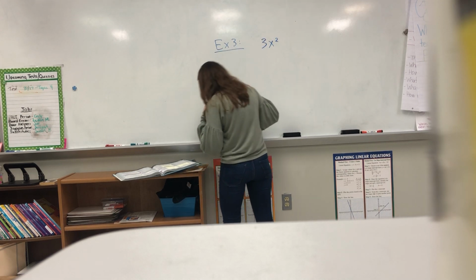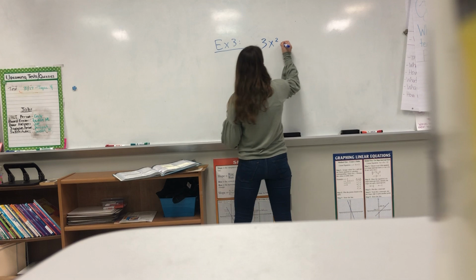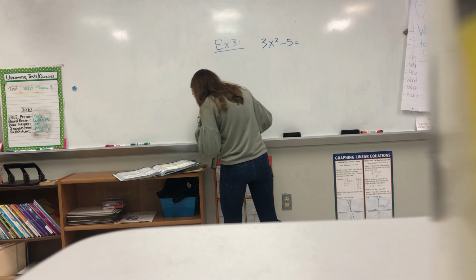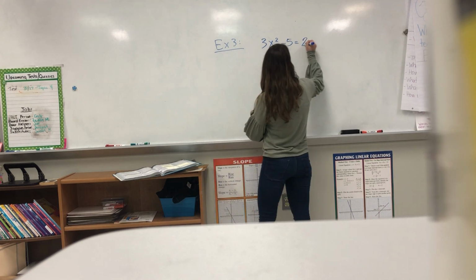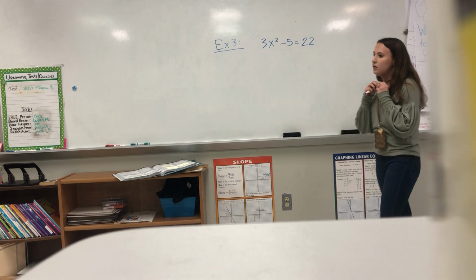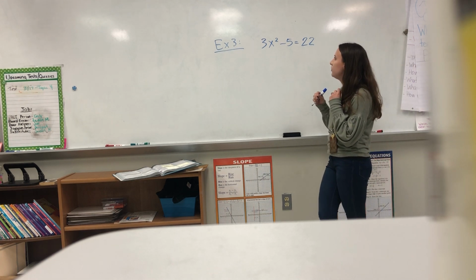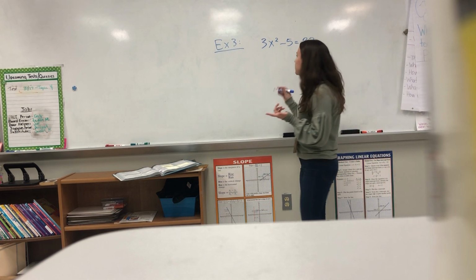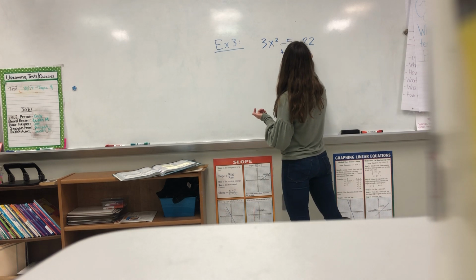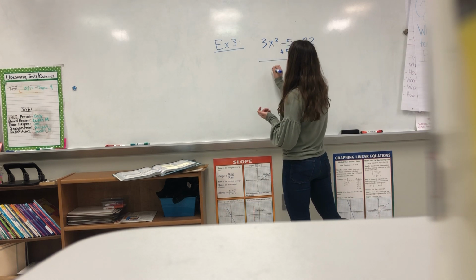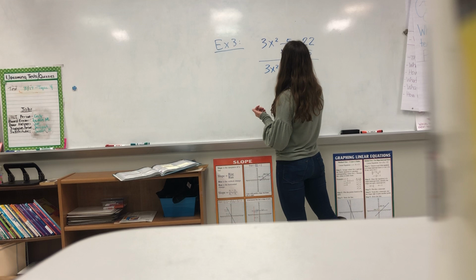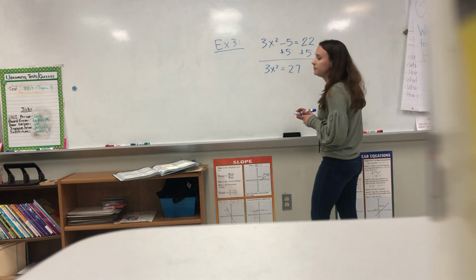3x squared minus 5 equals 22. Okay, first thing we're going to do is add 5 to both sides. That gives us 3x squared equals 27.